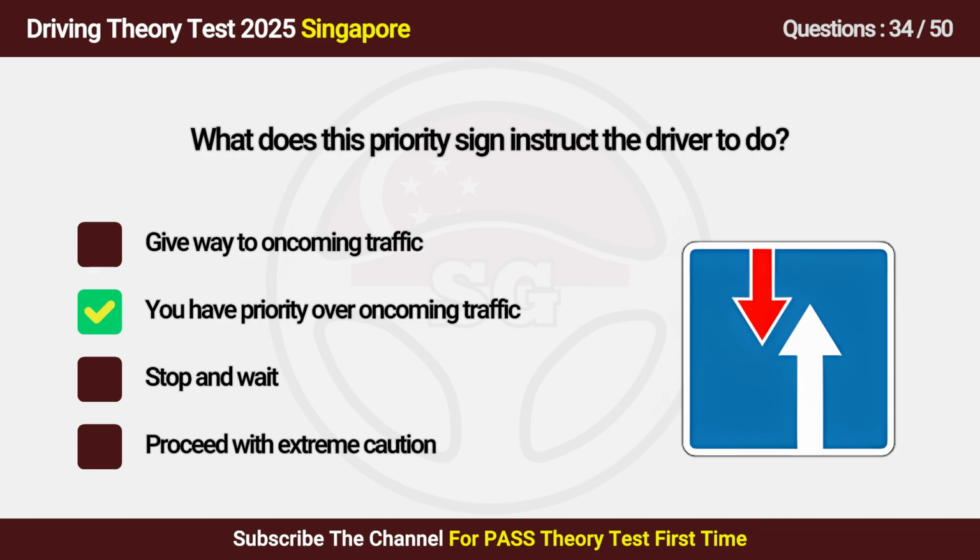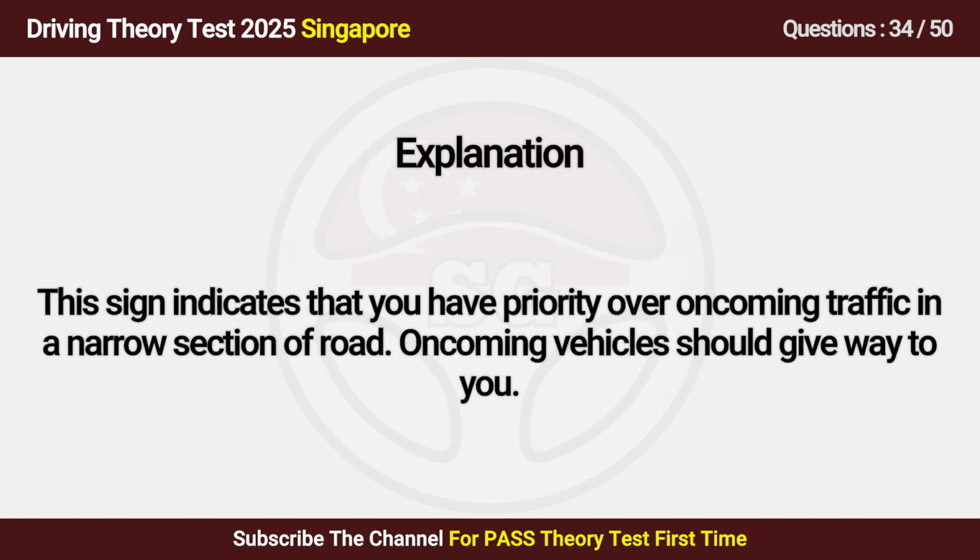Answer is B. You have priority over oncoming traffic. This sign indicates that you have priority over oncoming traffic in a narrow section of road. Oncoming vehicles should give way to you.